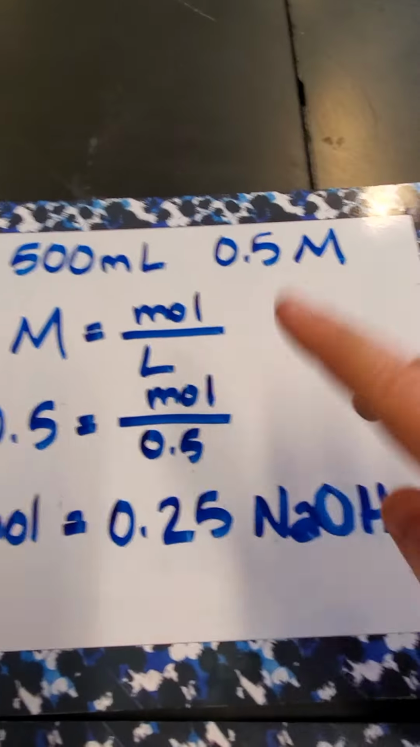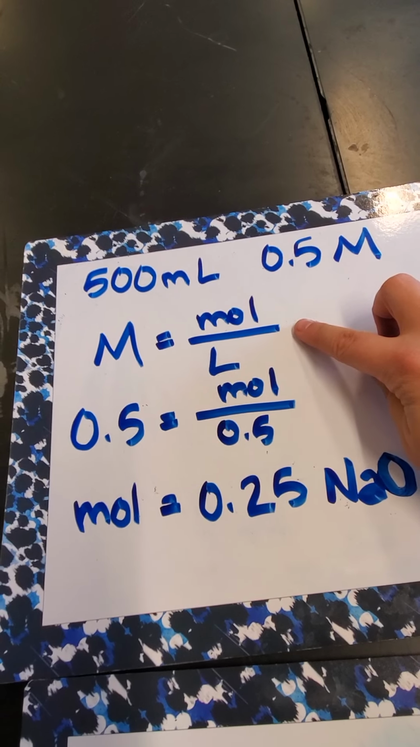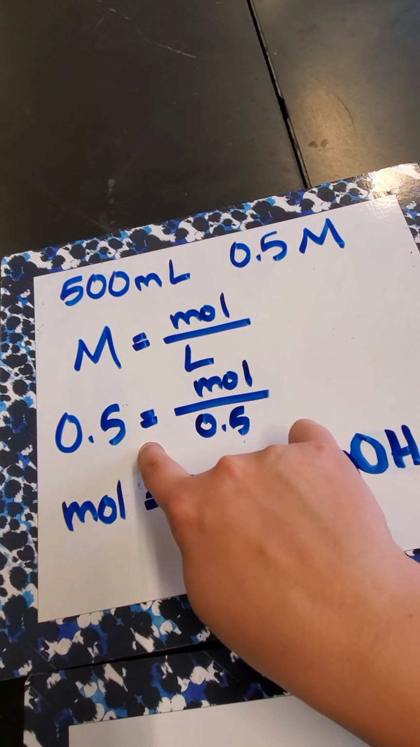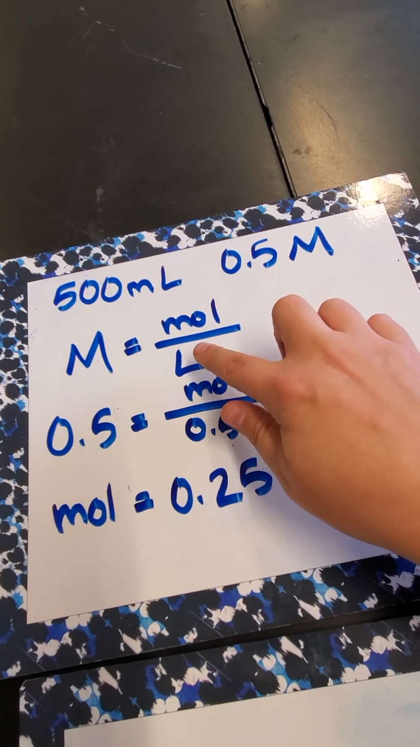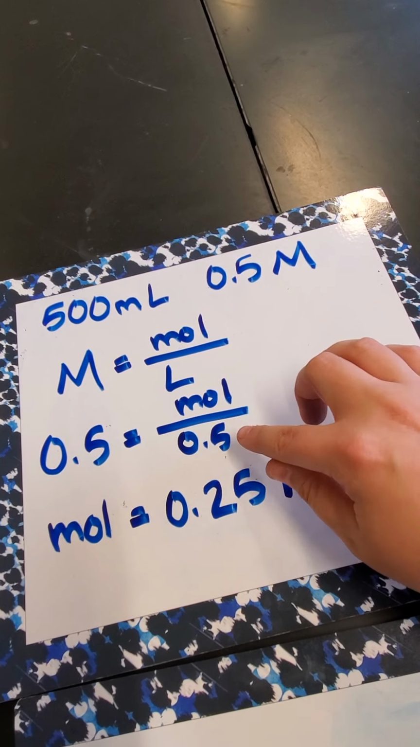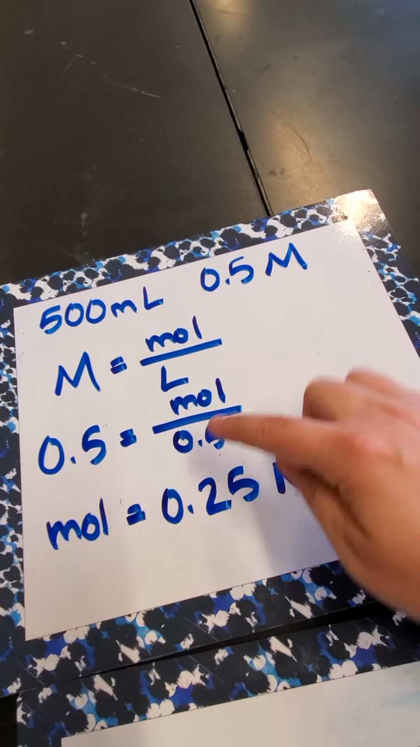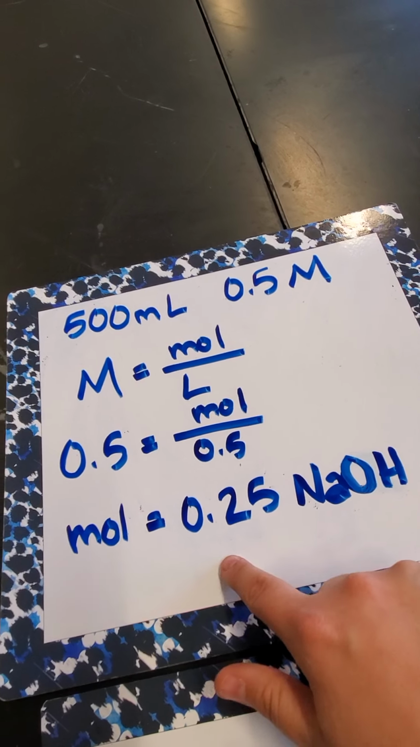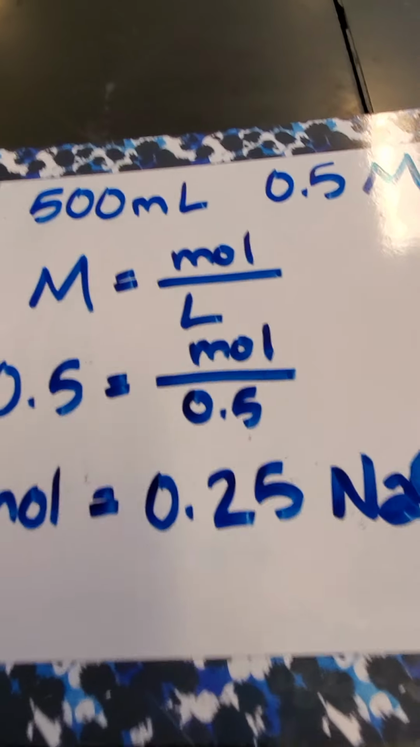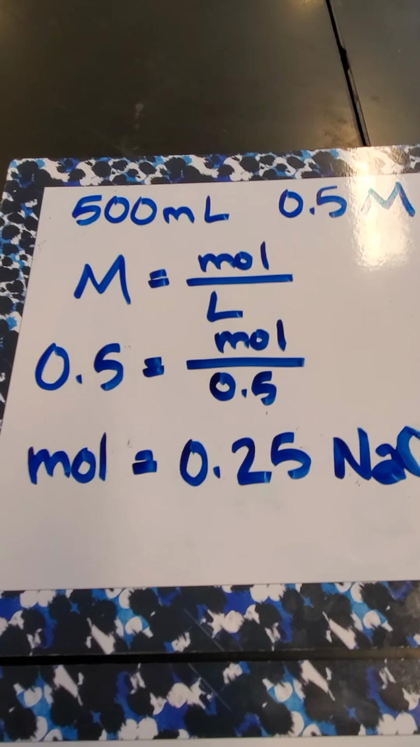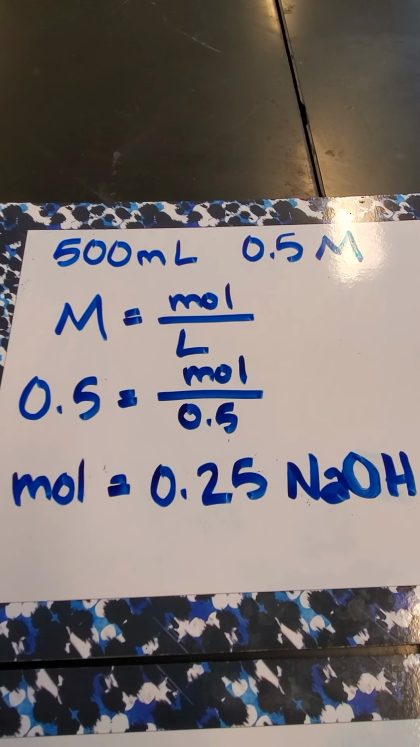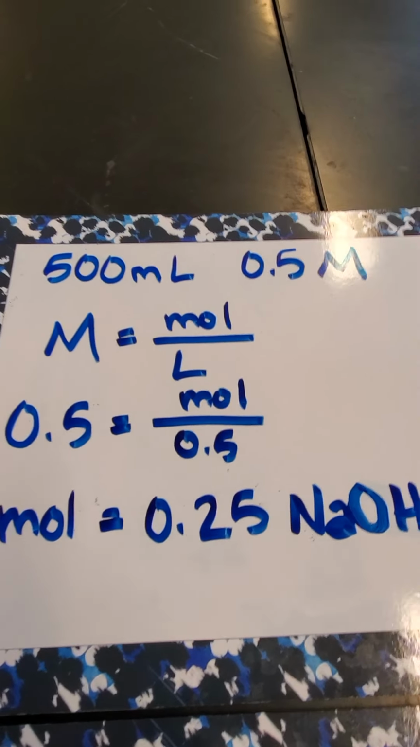So I'm going to use my molarity equation. Molarity equals moles over liters. Our molarity needs to be 0.5, and our liters is 0.5 because 500 milliliters is equivalent to 0.5 liters. So that equates to 0.25 moles of NaOH. So that means I am going to add 0.25 moles of NaOH into my 500 milliliter solution of solvent water.